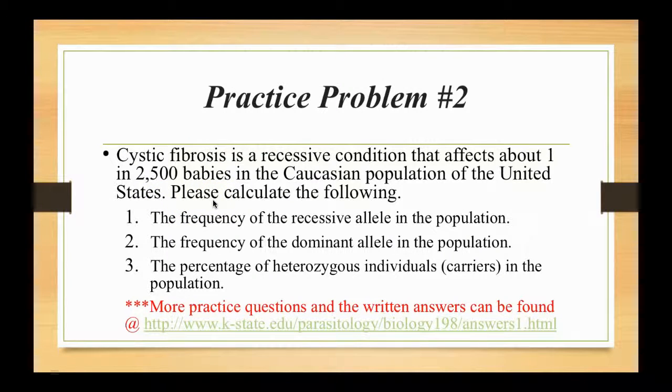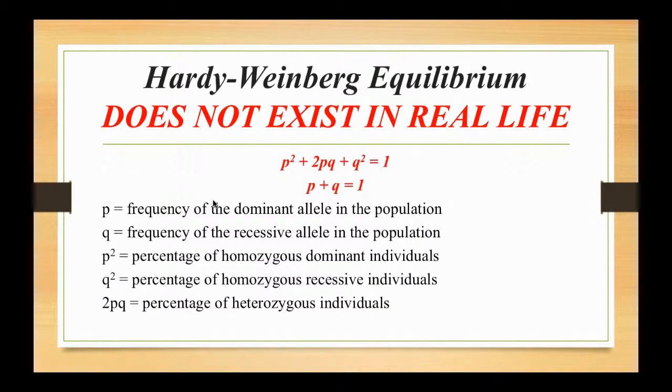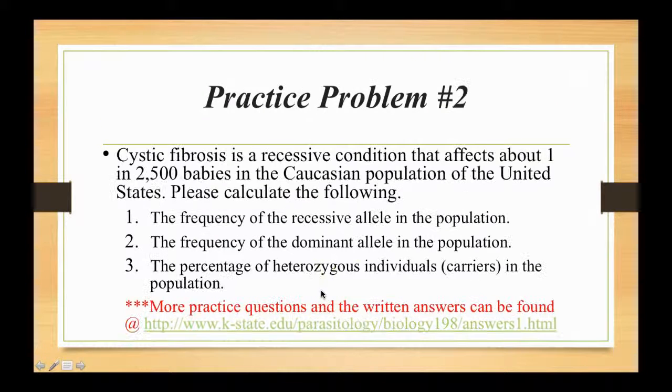1 over 2,500 is 0.0004, and that is q squared, the percentage of homozygous recessive. So if q squared is 0.0004, the square root of that gives you the frequency of the recessive allele, small a, which is 0.02. So the answer to the first question is 0.02 or 2%. So 2% is the frequency of the recessive allele.